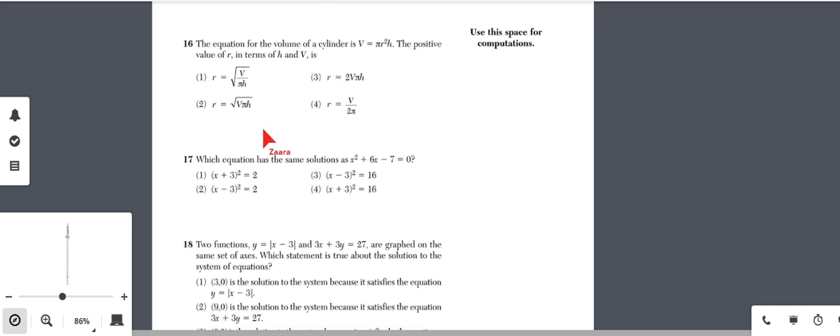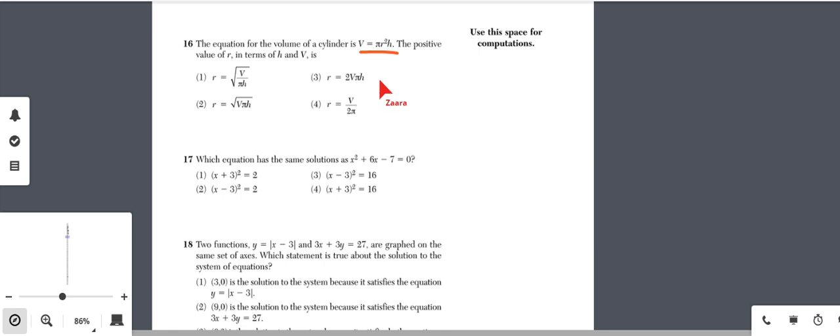Okay, look at this question, Zara. The equation for the volume of a cylinder is given by V equals pi r squared h. Find the positive value of r in terms of h and V. So we have to write r in terms of V and h. Why are they not saying to write it in terms of pi? Because pi is a constant, it is not a variable. The rest of the terms are variables.